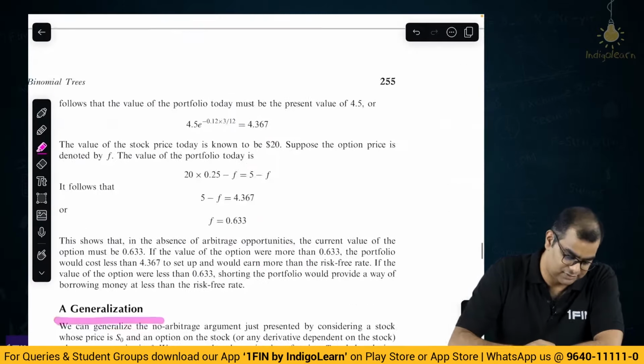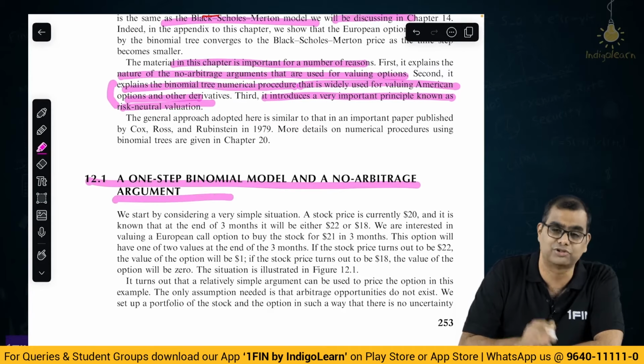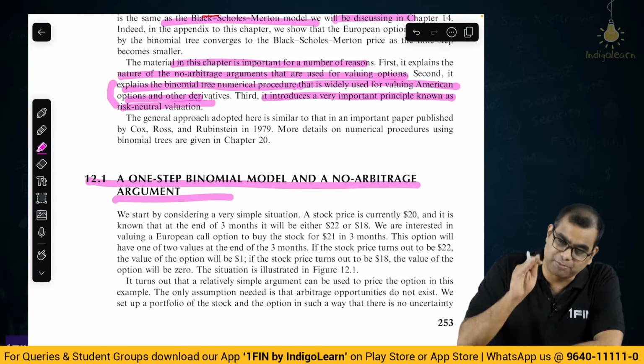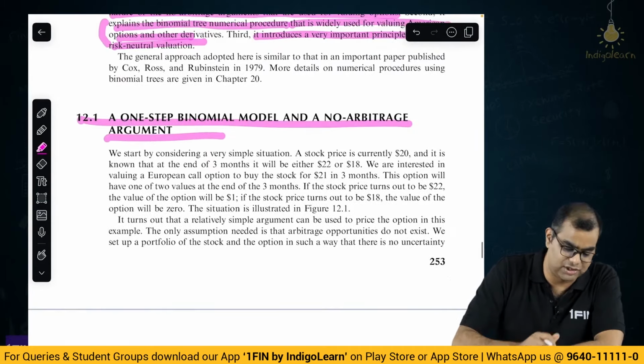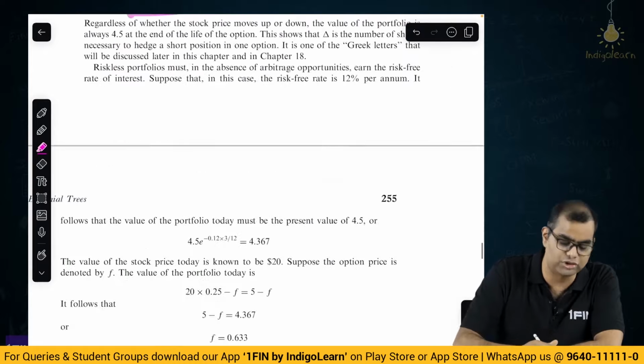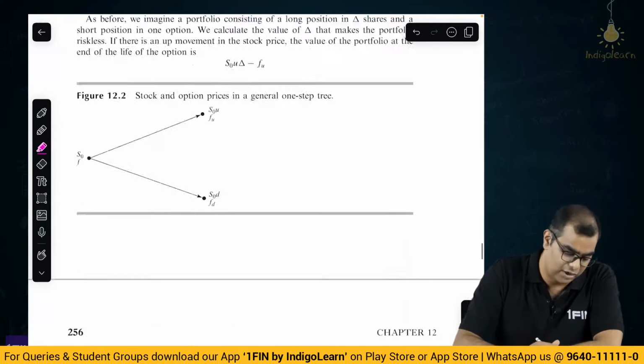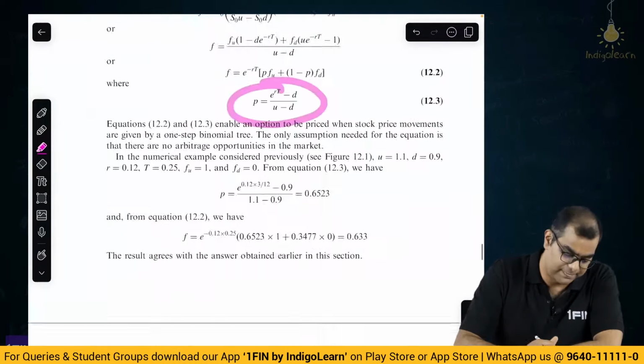As part of the one-step binomial model, no arbitrage argument. So, that P probability is part of this. If anyone says that it is not, please, I think we should go through John C. Hull carefully first. Okay, that is the first aspect. Now, coming next to the other part, risk neutral valuation.